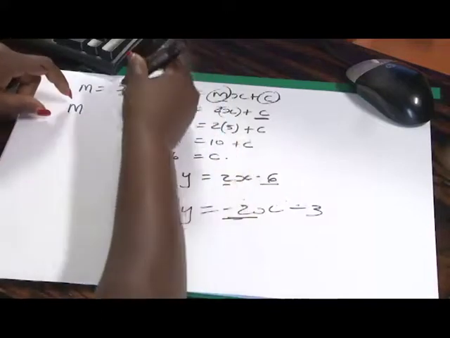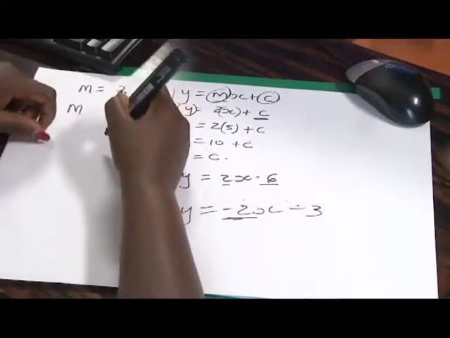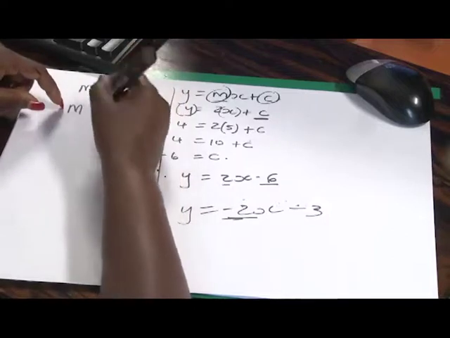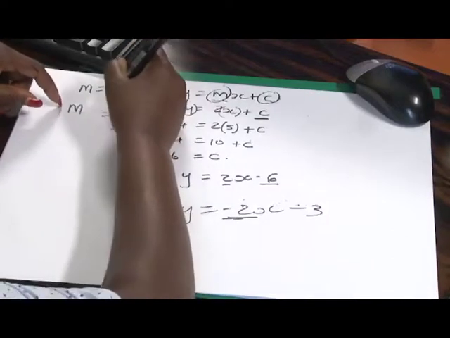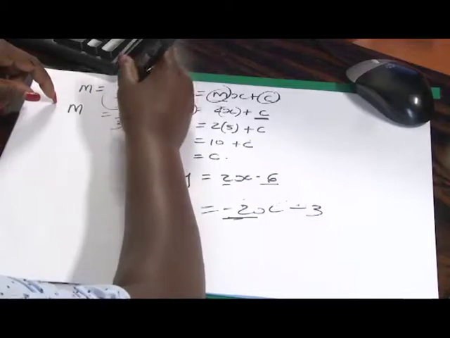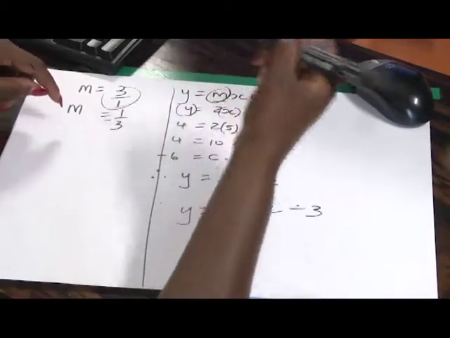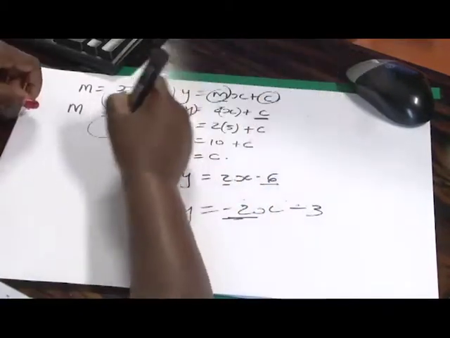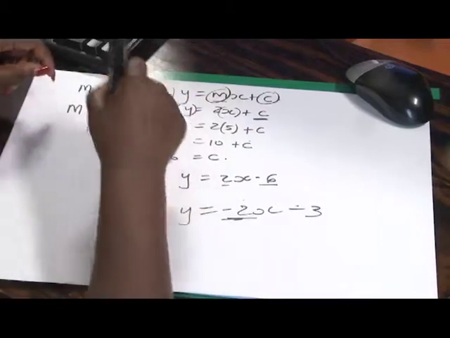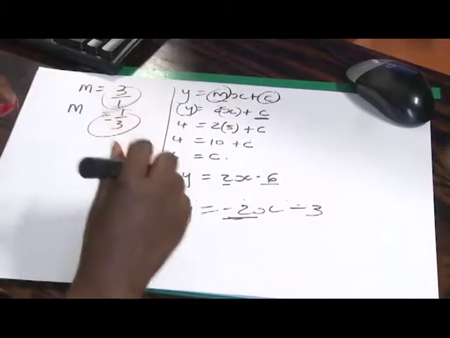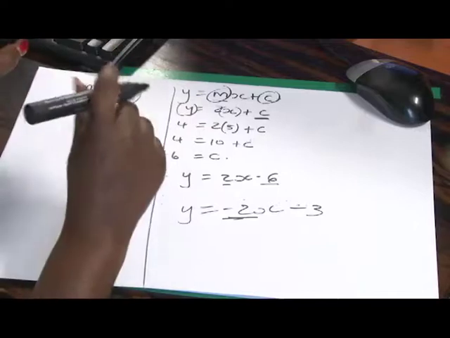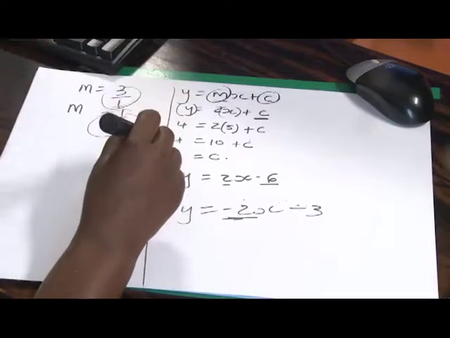Remember, 3 can be written as 3 over 1. What is the reciprocal of 3 over 1? It is 1 over 3. This is a positive gradient. 3 over 1 is positive. Therefore, this one will be negative. If one is 3 over 1, the other one will be negative 1 over 3 if the lines are perpendicular. So make sure that you know that.